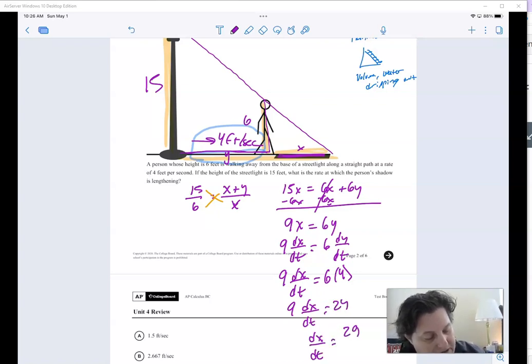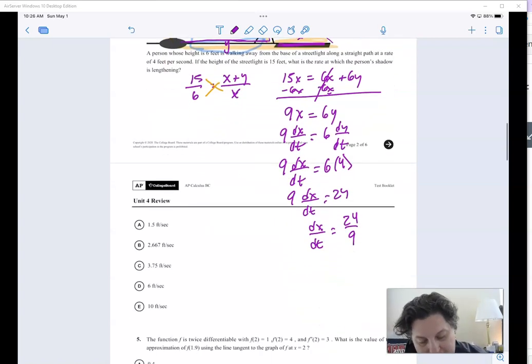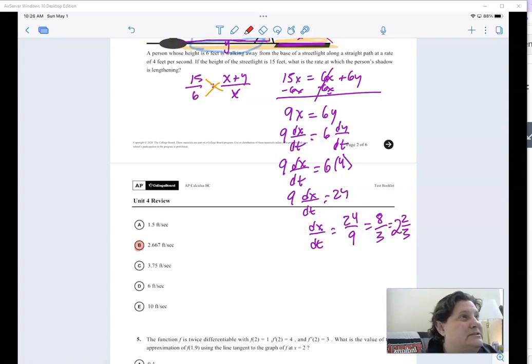So dx/dt equals 24 divided by 9. Let me reduce this by 3. That's 8 thirds, and 3 goes into 8 two times, so that's 2 and 2 thirds. Then that's going to give me 2 and 2 thirds right here. Little tricky. We're not really used to doing similar triangles with rates of change. We're more used to doing the Pythagorean theorem.